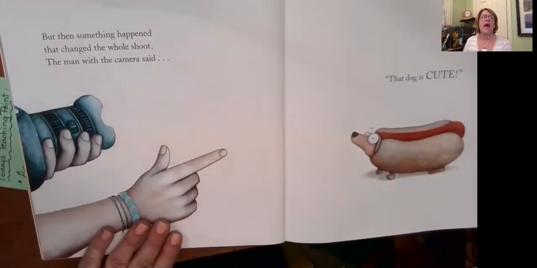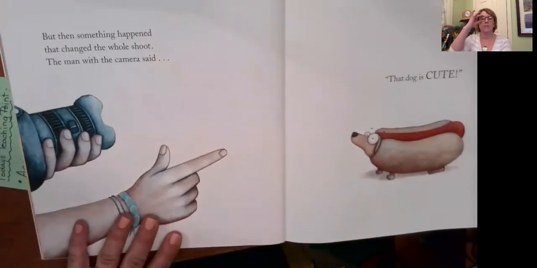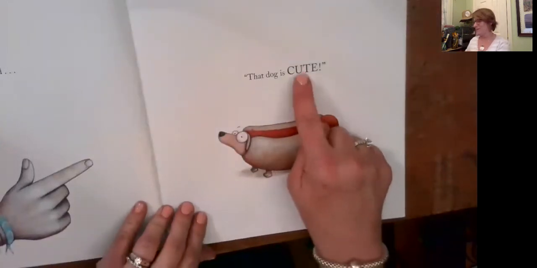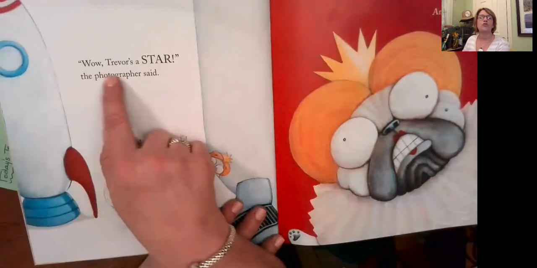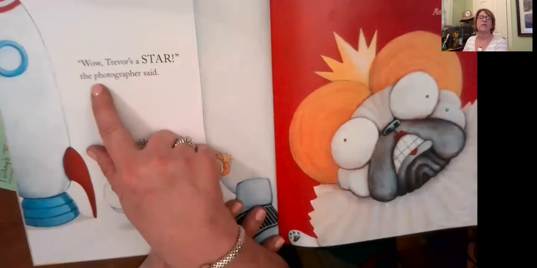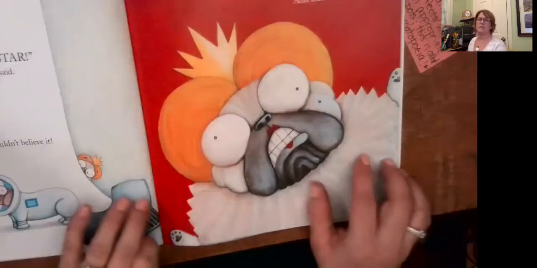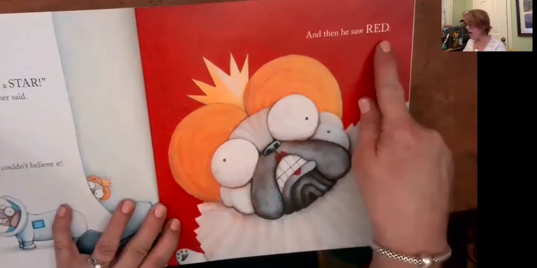But then something happened that changed the whole shoot. The man with the camera said, "That dog is cute." Well, all capitals, that's important. "Wow, Trevor's a star," the photographer said. Pig couldn't believe it. And then he saw red.